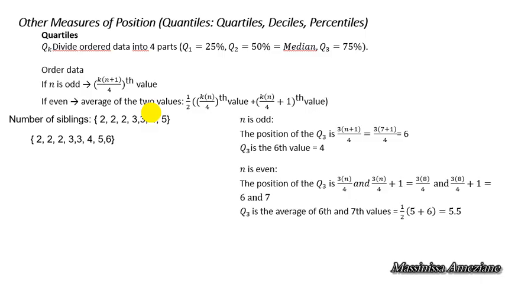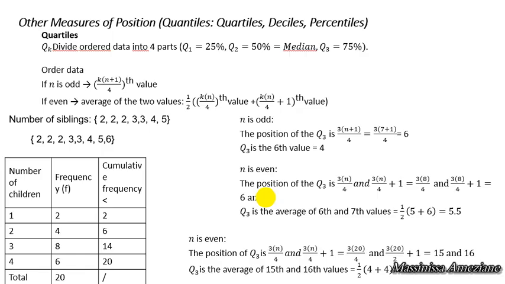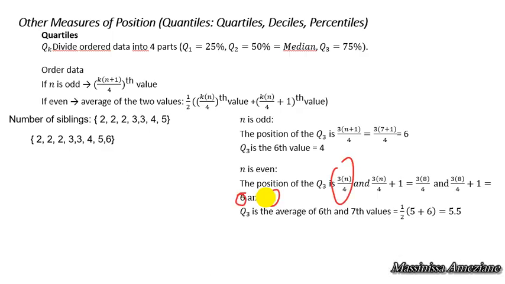And if we have an even number, in this case we have two different positions. The first one is 3 n divided by 4, so it is 3 times 8 divided by 4, we get 6. For the second one, it is the next value, which is 7. So the Q3 value is the average of the 6th and 7th value. How to find it? Here, in this data set, the 6th value is 5 and the 7th value is 6.